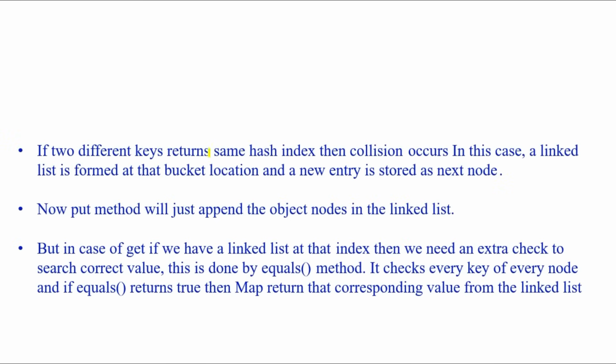Again, the same thing: if two keys return the same index, collision occurs, and then a new entry is stored as the next node of the linked list. A linked list is formed. Now the put method just appends the object nodes in the linked list, but in the case of the get method, we need an extra check of the equals method so that you can search for the correct value. It checks every key of every node, and if equals returns true, that means the key you are searching for and the key stored in the table are the same one, and then the map will return the corresponding value from the linked list.